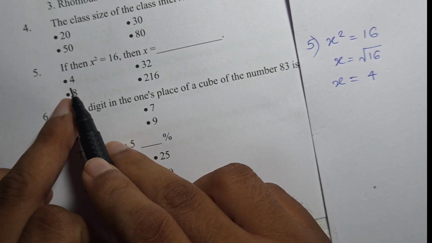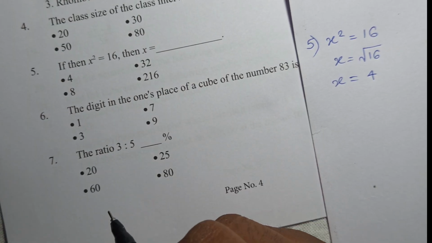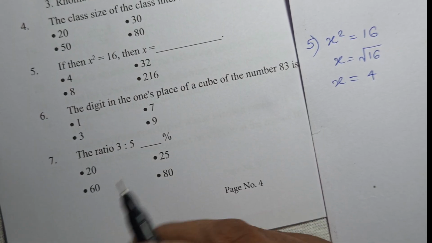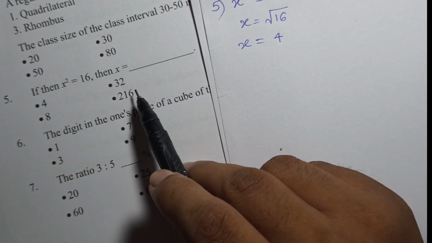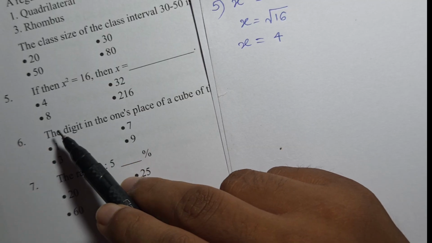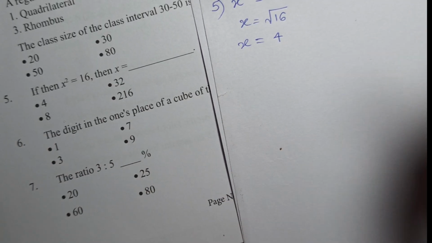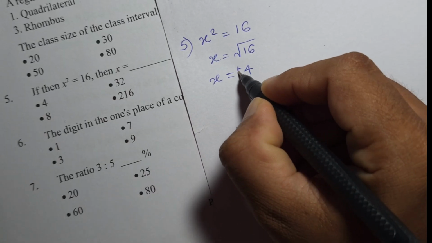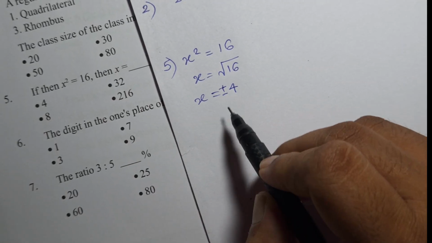Now, in this option, we have 4, 32, 8, 216. But if the options were plus 4, minus 4, plus or minus 4, minus 8, plus 8, then what would have been the answer? The correct answer would have been plus or minus. Always remember, root of any number is always plus or minus.